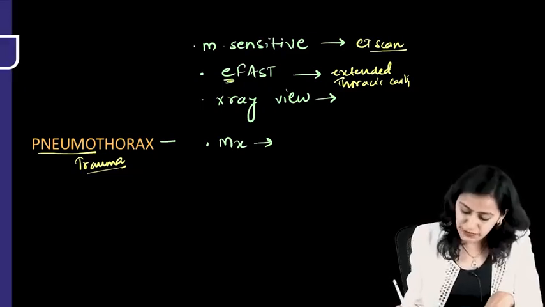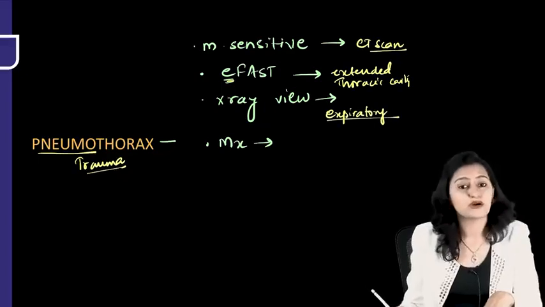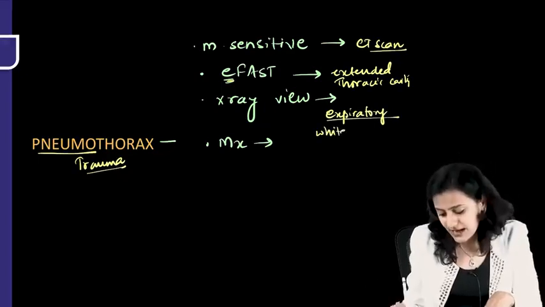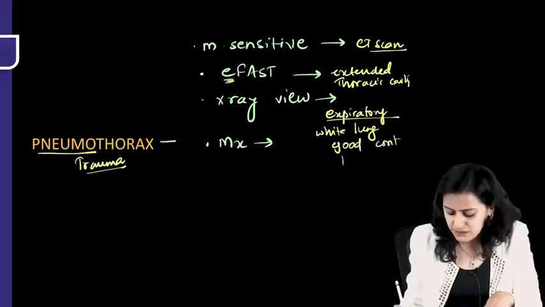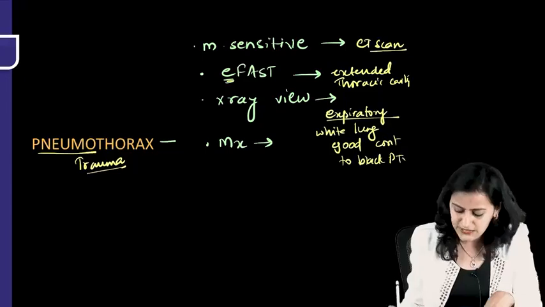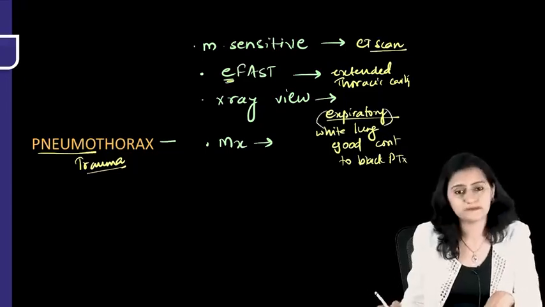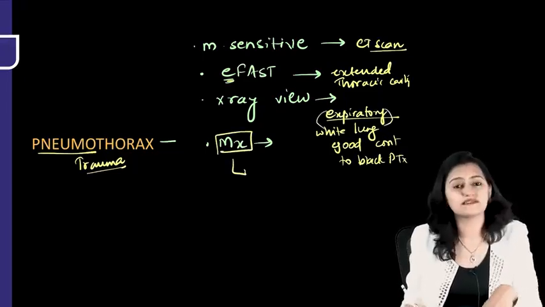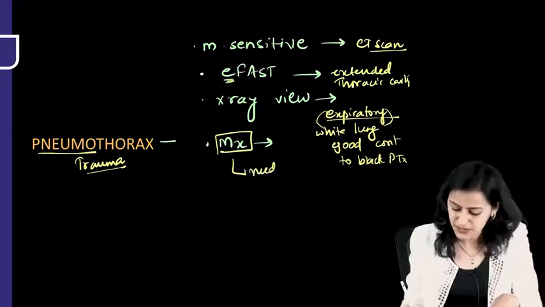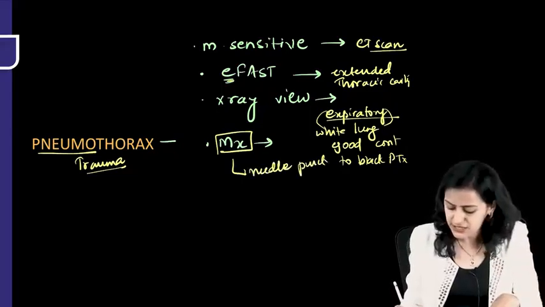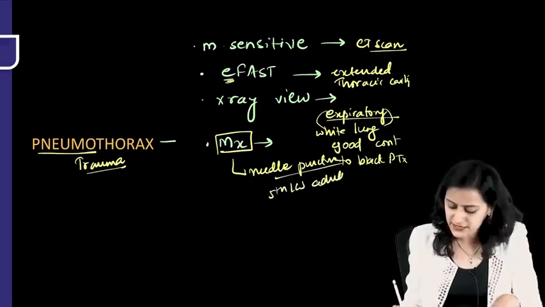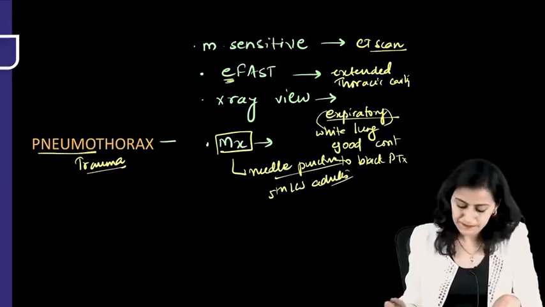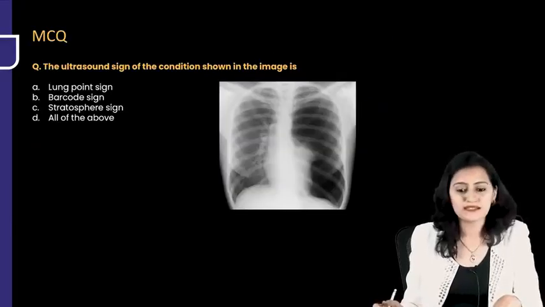What is the X-ray view that we do for pneumothorax? It is the expiratory view, which is better because we said in expiration, the lung becomes white. The white lung gives a good contrast to the black pneumothorax, right? So that is why expiratory chest X-ray is better. Immediate management is what is asked. The first step in the management is the needle puncture. The needle puncture we should do in the 5th intercostal space in adults and 2nd intercostal space in children, right?